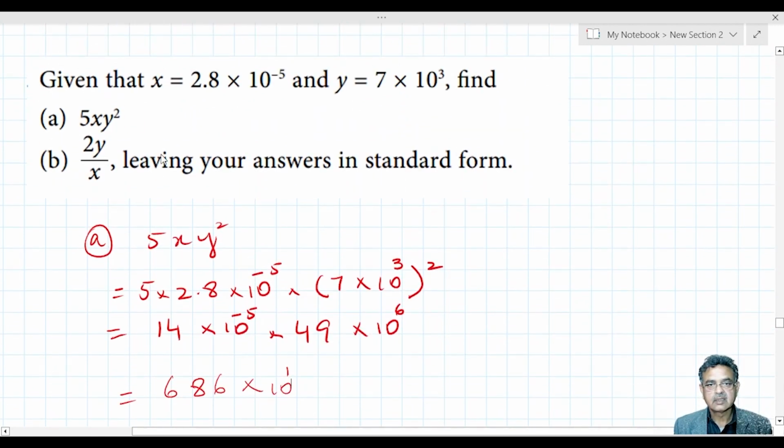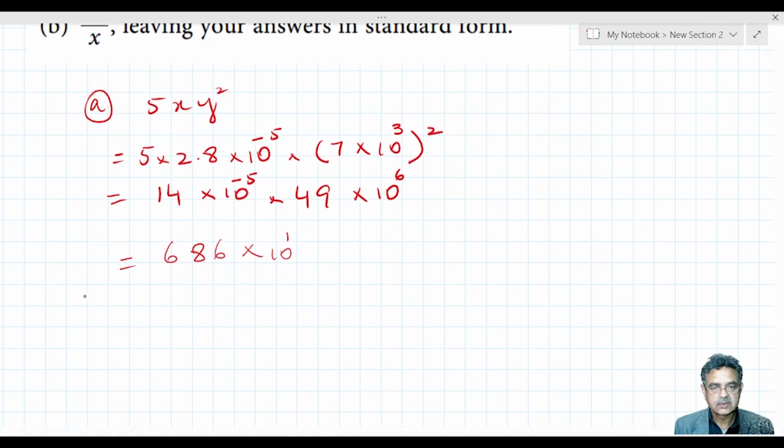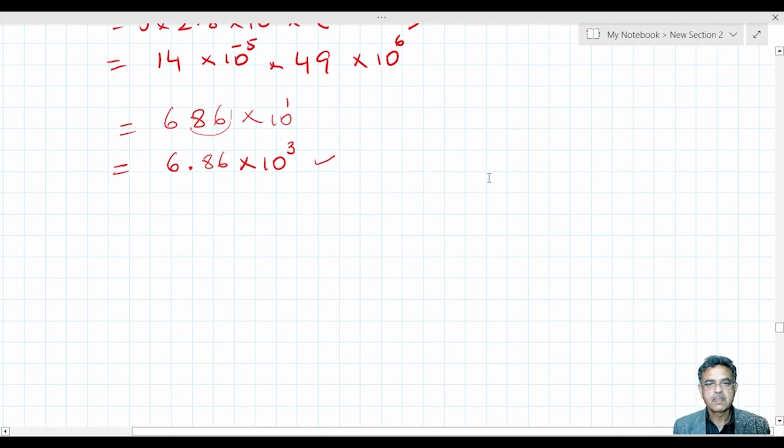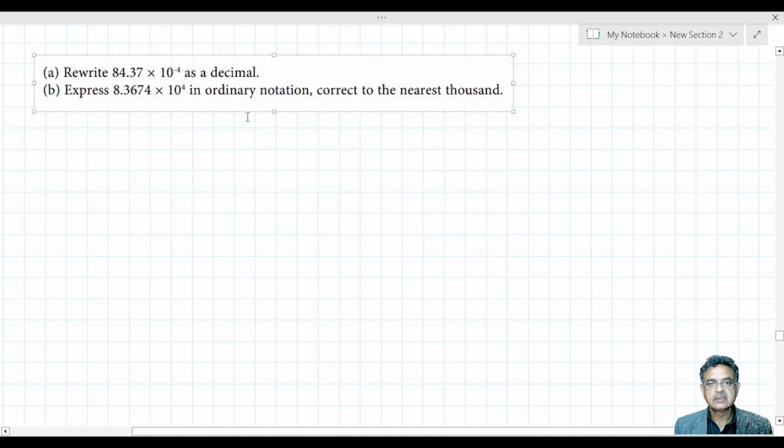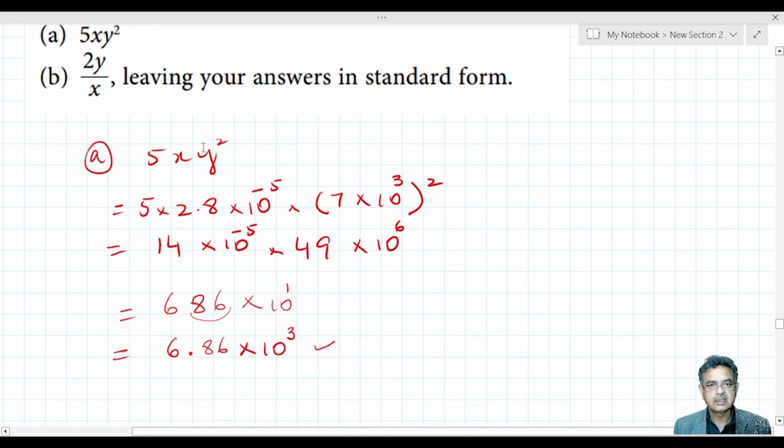Okay, we have to give the answer in standard form. So if this value is reduced, then we increase the value from here. So 2 decimal places are moved to that side, so 2 is added here. Okay, next question. I think there is part B.